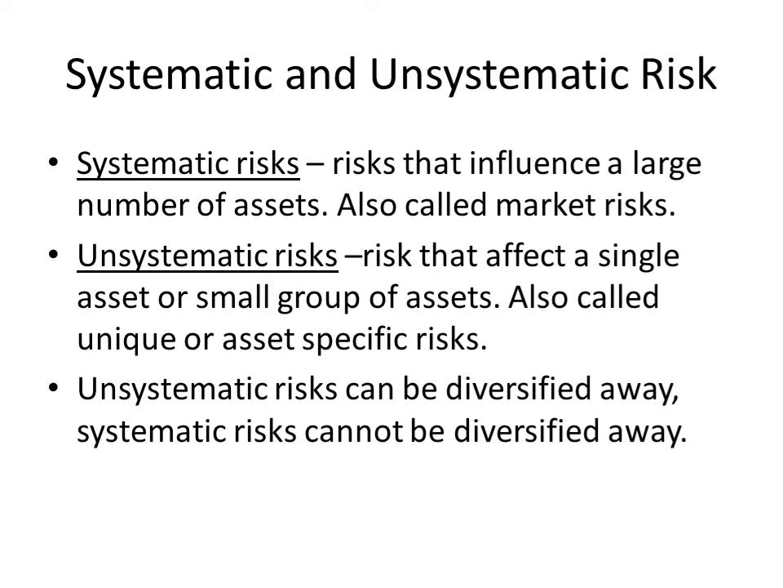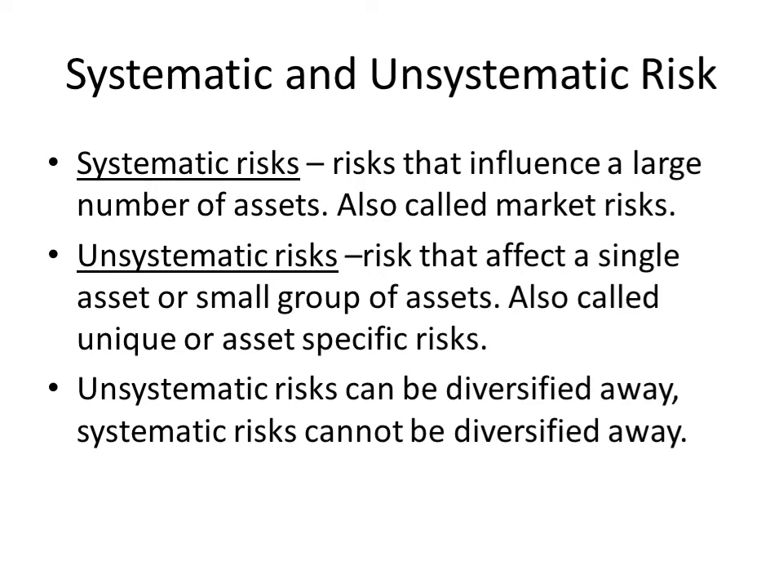There are two types of risk that we need to be concerned about: systematic risks and unsystematic risks. What are systematic risks? Well, these are risks that influence a large number of assets, also called market risks. For example, the earthquake in Japan affected a large number of companies, all the way from Apple to General Motors, anybody whose supply chain went through Japan.